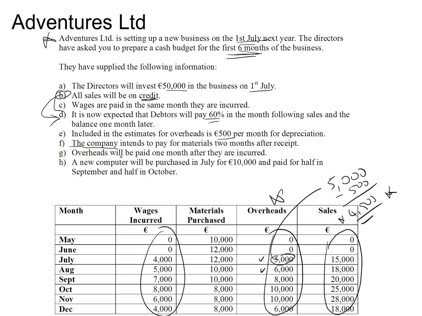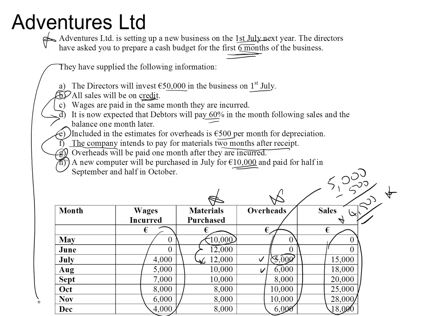The company intends to pay for materials, there's the materials, 2 months after receipt. So the goods coming in May will be paid for in July, and so on. Overheads are paid 1 month after they are incurred, so that is actually linked in with note number E there. And then finally, a new computer will be purchased in July for $10,000, paid for half in September and half in October. So we are now going to construct a cash budget and put this information into the cash budget.